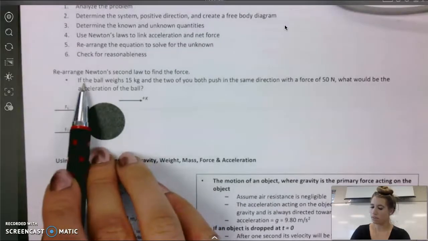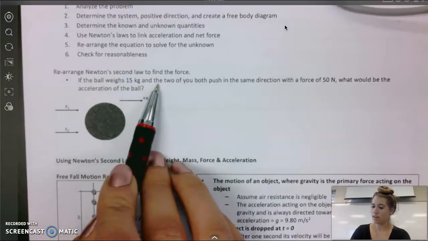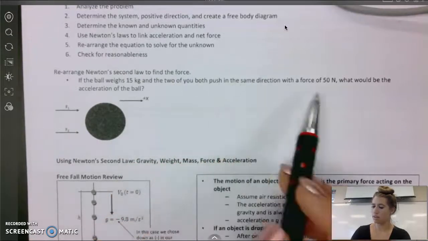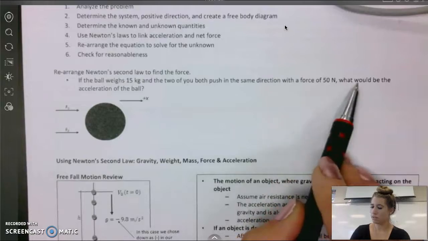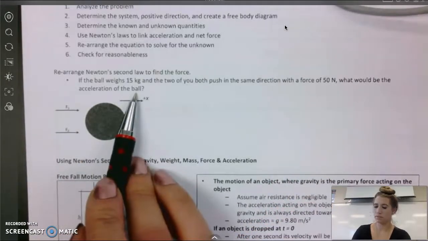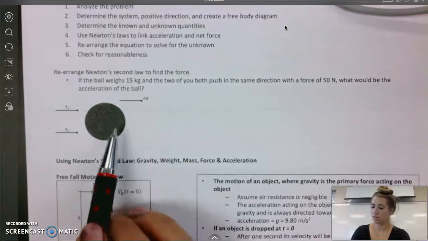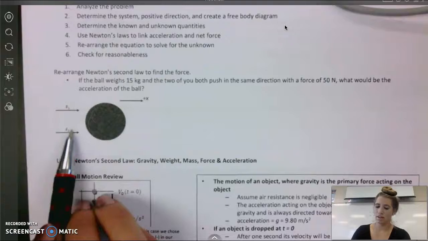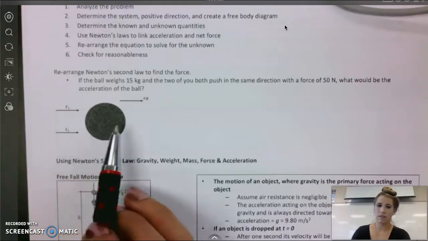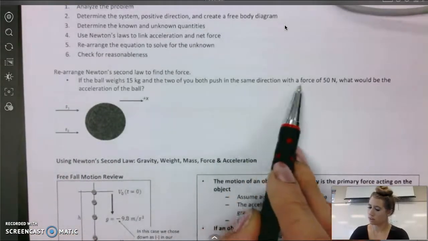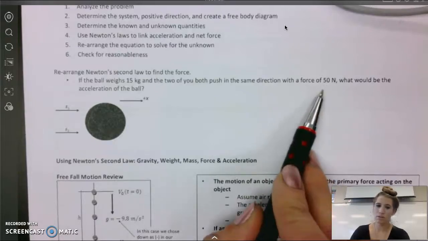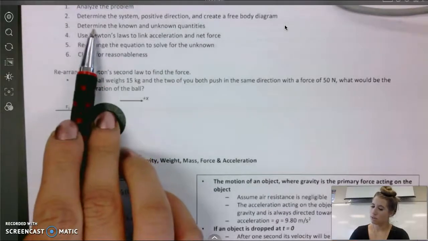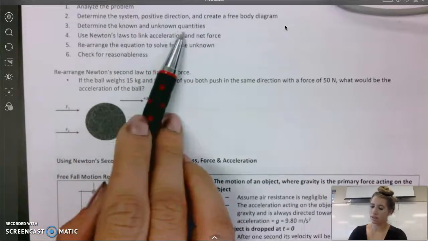So if the ball weighs 15 grams, and the two of you both push it in the same direction with a force of 50 newtons, what would be the acceleration of the ball? Okay, so our system here, we have our ball, we're saying this is the positive x direction, and then we have two forces acting on it, and you push in the same direction with a force of 50 newtons. So you have two 50 newton forces acting on this. Okay. Determine the knowns and the unknown value.